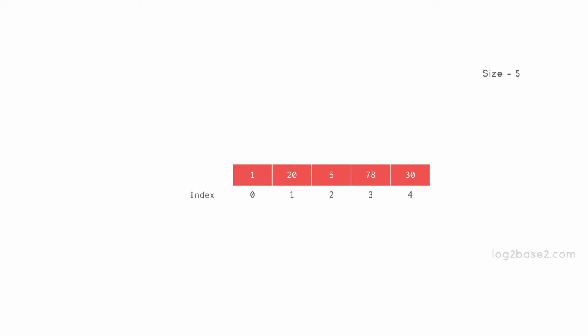Now see this array here with 5 elements and indices from 0 to 4. Suppose we want to delete element 5. So initially we don't know where 5 is located. So first we need to find 5 in the array. So we will start searching from the first position. We will compare 1 with 5. It is not the same, so we move further to the right.